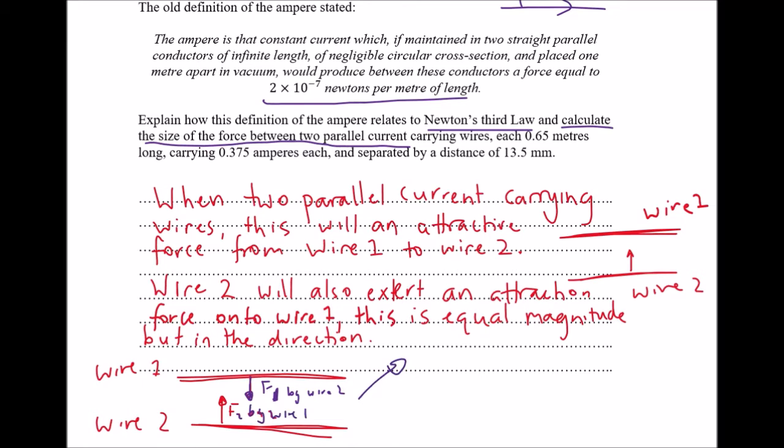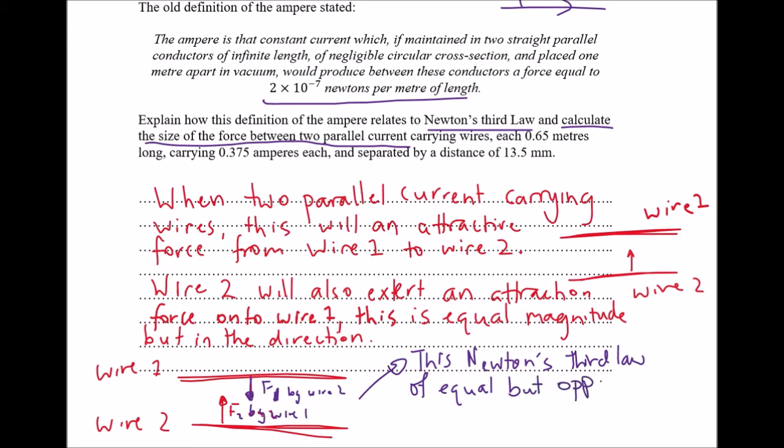So what we see is this follows Newton's third law. Of equal but opposite reaction force, reaction and action forces. Okay, in this case, you could say that wire 1 is the action force and wire 2 is the reaction force, or you could say it the other way around. It doesn't really matter, but that's what we know. And that's how it's applied to this question.